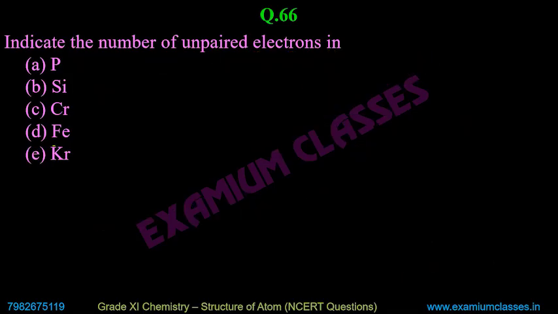Now, krypton itself, you should first know that this is a noble gas configuration. Zero. It will have 0. Good. A noble gas will not have any unpaired electron. That is zero.